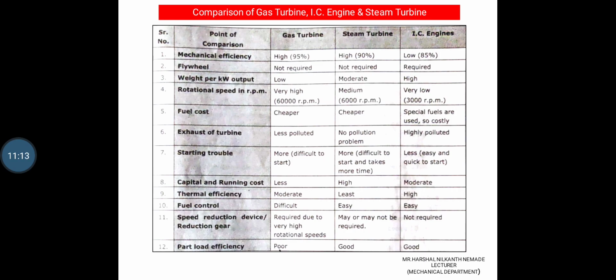There is a comparison based on the points of comparison I have given: mechanical efficiency, flywheel, weight per kilowatt output, rotational speed, fuel cost, exhaust turbine, starting trouble, capital and running cost, thermal efficiency, fuel cost, speed reduction device, which we can say as reduction gear also. Part load efficiency. So you may see the comparison of gas turbine and steam turbine point-wise.